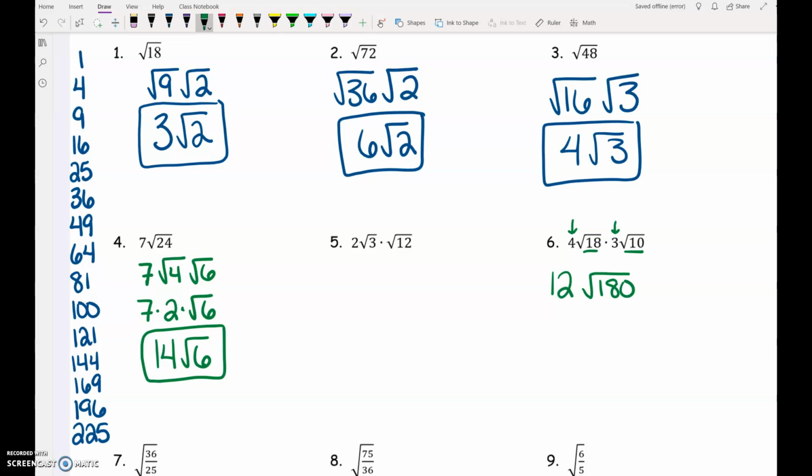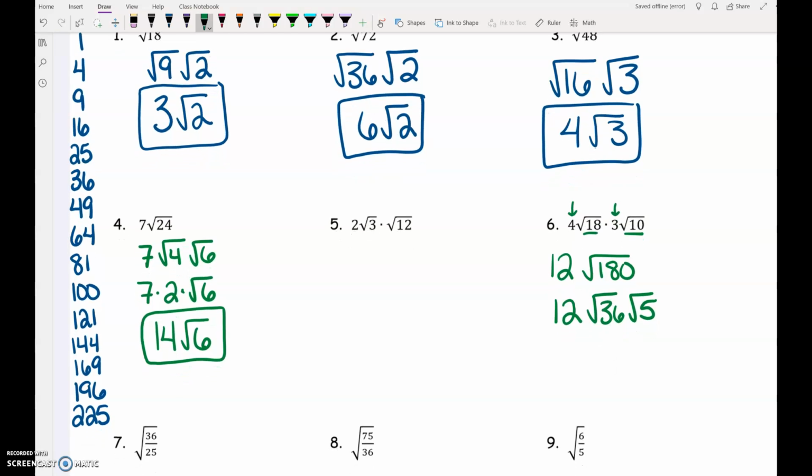When you have multiple square roots, it is typically easier to combine them first and then try to simplify them. So half of 180 is 90. So I would start probably with 81 and try 180 divided by 81. I think that's a decimal, isn't it? Yep. 180 divided by 64. Yep. Decimal. 180 divided by 49. Decimal. 180 divided by 36. 5. And that 12 is still written in front. The square root of 36 is 6. So this is 12 times 6 times the square root of 5.